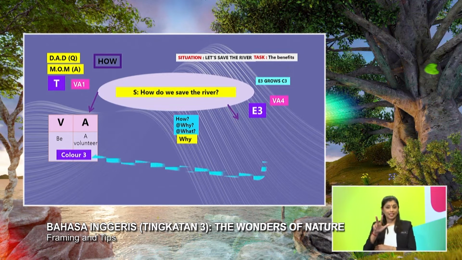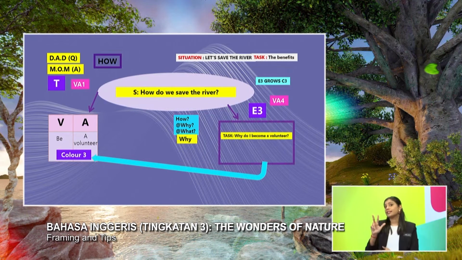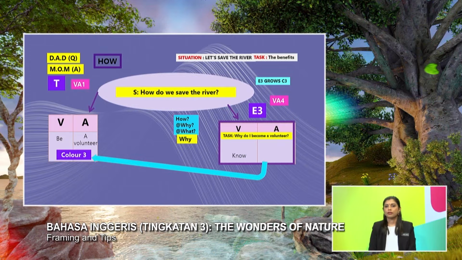So now we have come to E3, Sean. So E3 grows color 3. So I'm going to use why. Why do I become a volunteer? Where did I get the word volunteer from, Sean? From color 3. Yes. So we are going to grow it. So the answer is know the importance to people's livelihood.